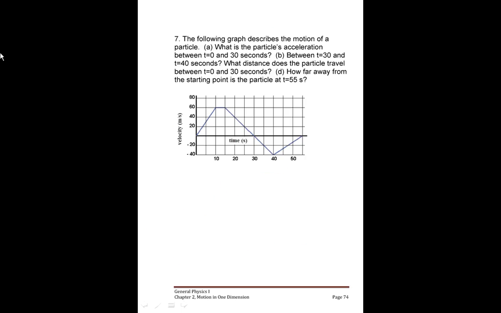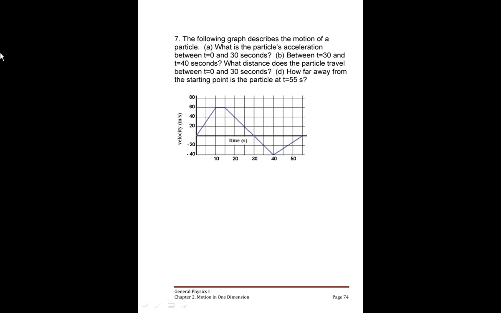All right, the following graph describes the motion of a particle. What is the acceleration between 0 and 30 seconds? Between 30 and 40 seconds, what distance does the particle travel? And how far away from the starting point is the particle at 55 seconds? All right, so this is velocity versus time.